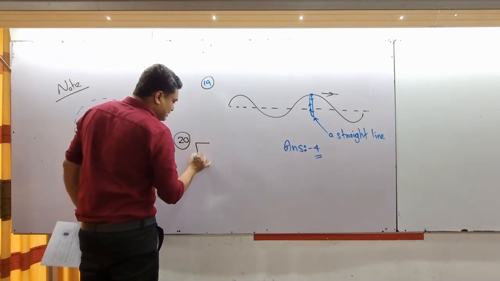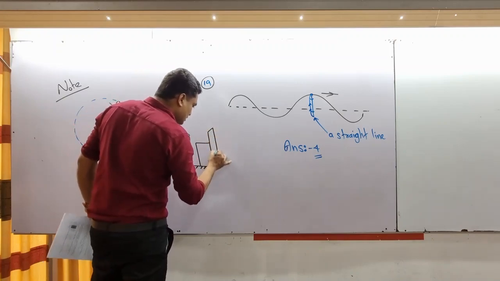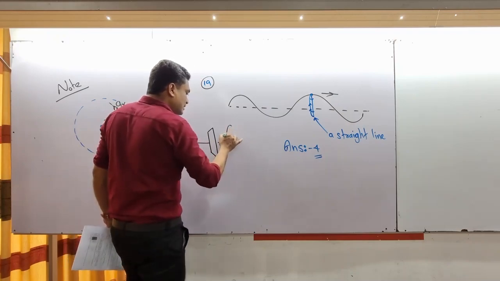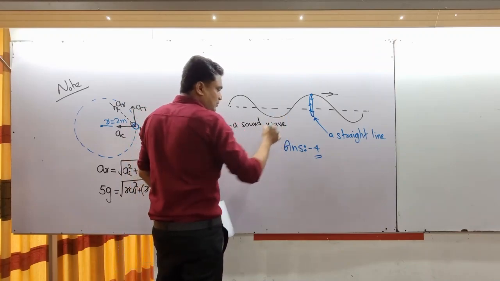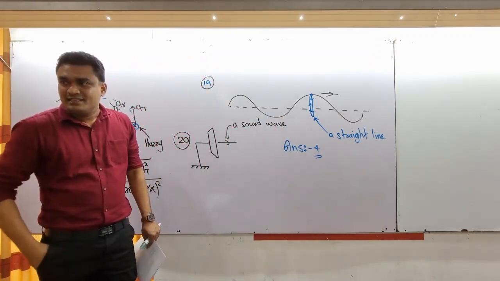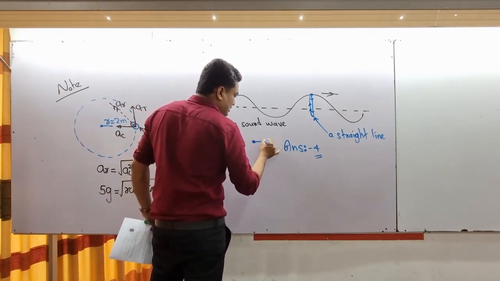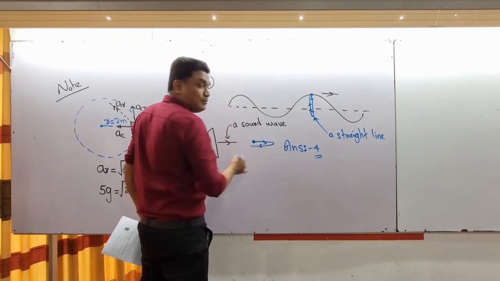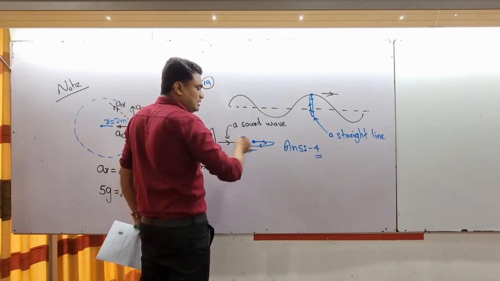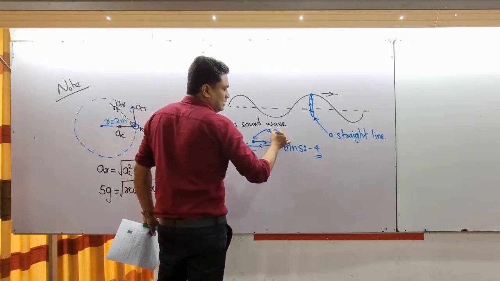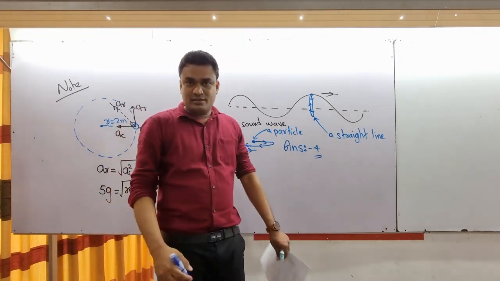Let's say there is a sound source. It sends a sound wave. Then what will happen to the particles in the medium? The particle will travel along the same direction, come back to its original position, travel to the opposite direction and come back to the original position. So the particle oscillates along the same direction as the wave.